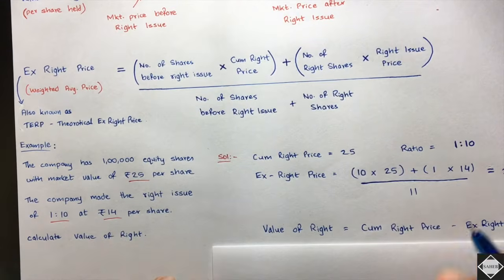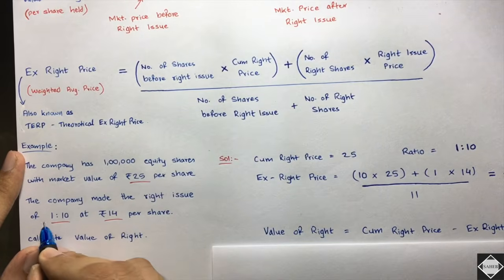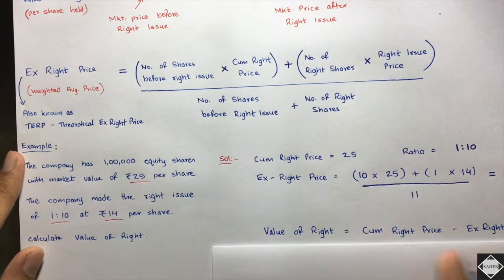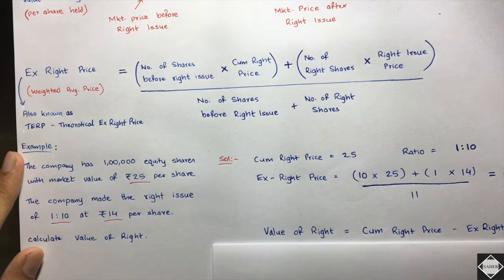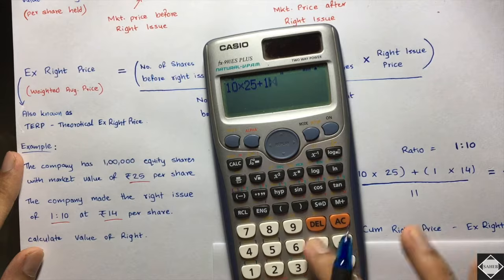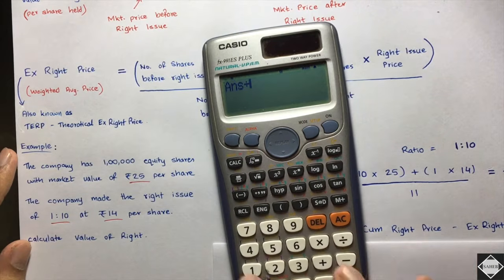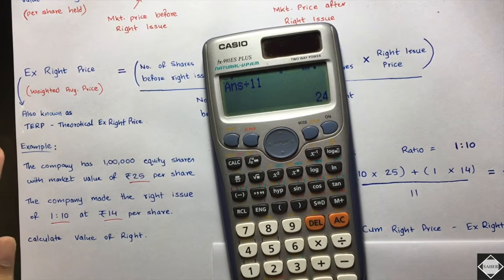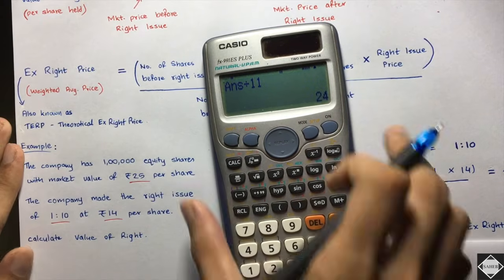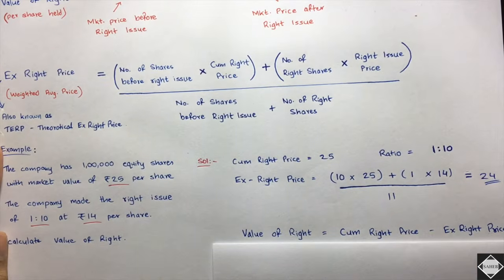But according to the ratio, how will it be? 1 and 10 are there, just add it up. Yes, 1 right and the 10 is existing shares. So 1 plus 10, 11. Okay, so see, 10 into 25 plus 1 into 14, that will give me 264. Divide by 11, that's equal to 24 rupees. The same thing, X right price is 24. Okay, it's 24. Did you understand?